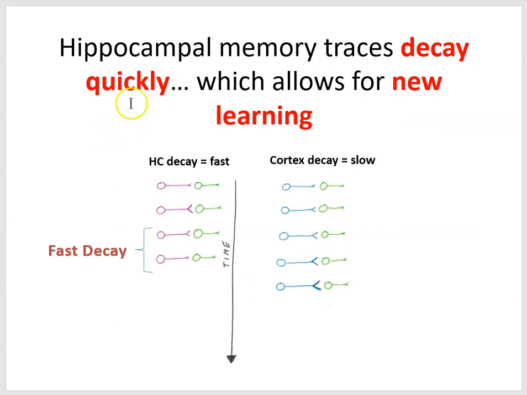Let's look at decay. The hippocampal memory traces decay quickly, which allows for new learning. So here we saw this in the example of sleep. The hippocampus is good at learning from one trial, but then if we're going to learn anything new in the hippocampus, we need to reset those synapses to some baseline level so that they can be strengthened again when we learn something new.